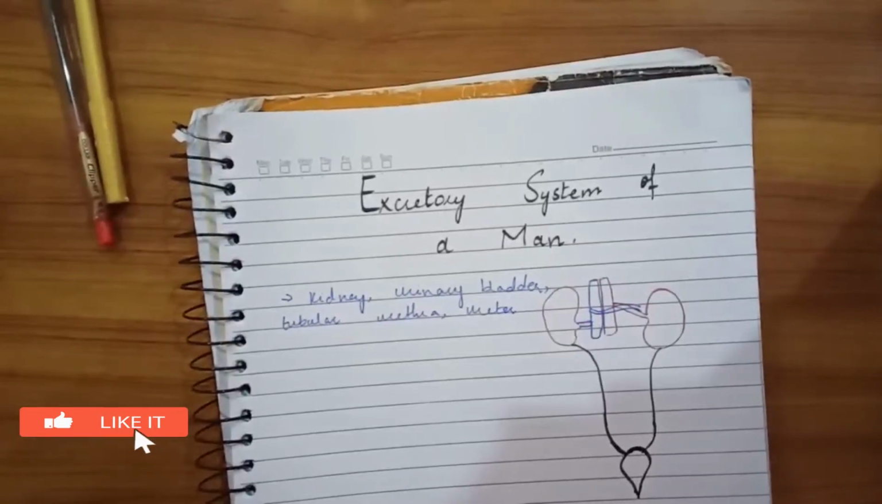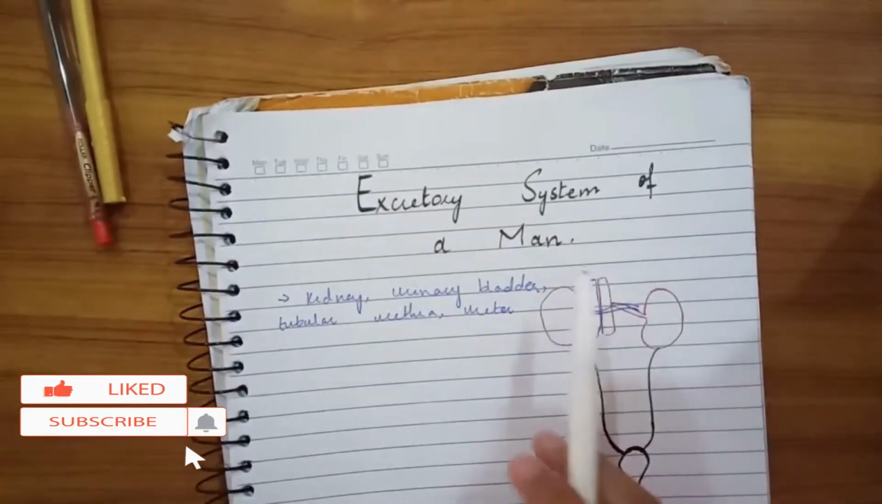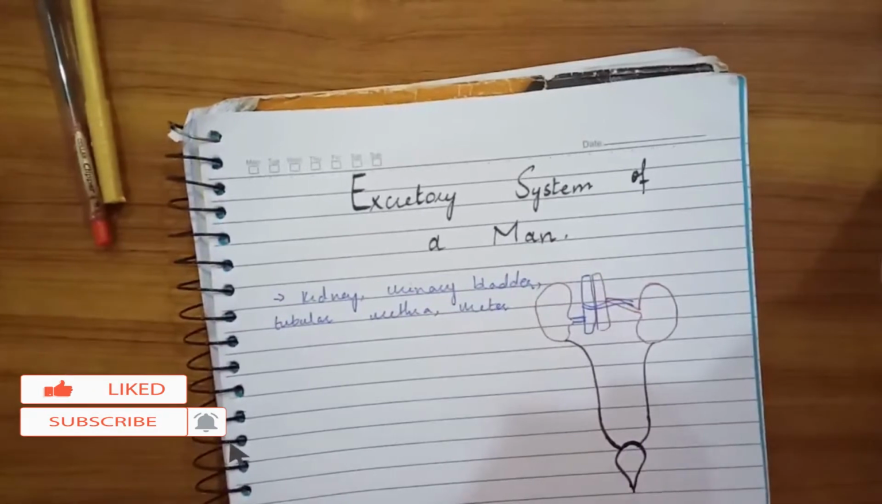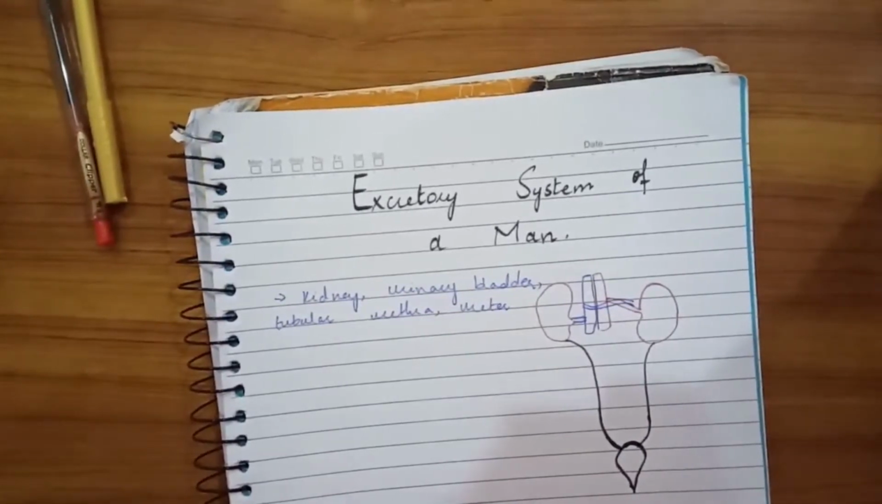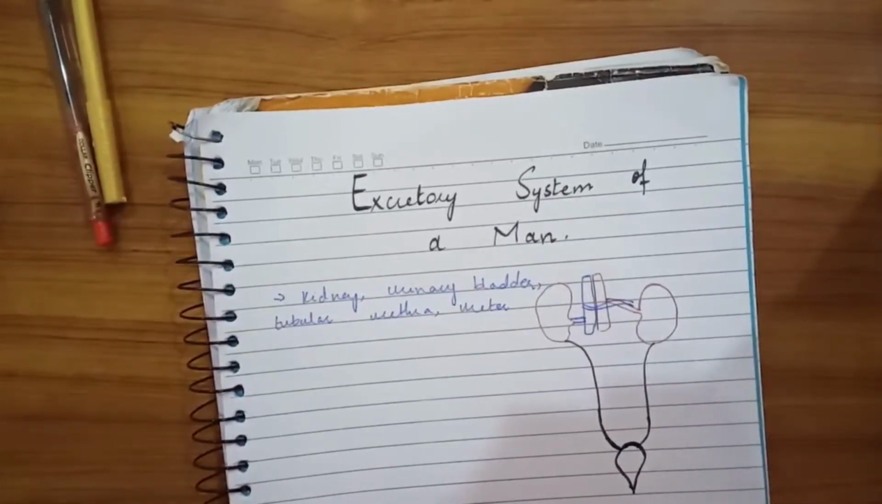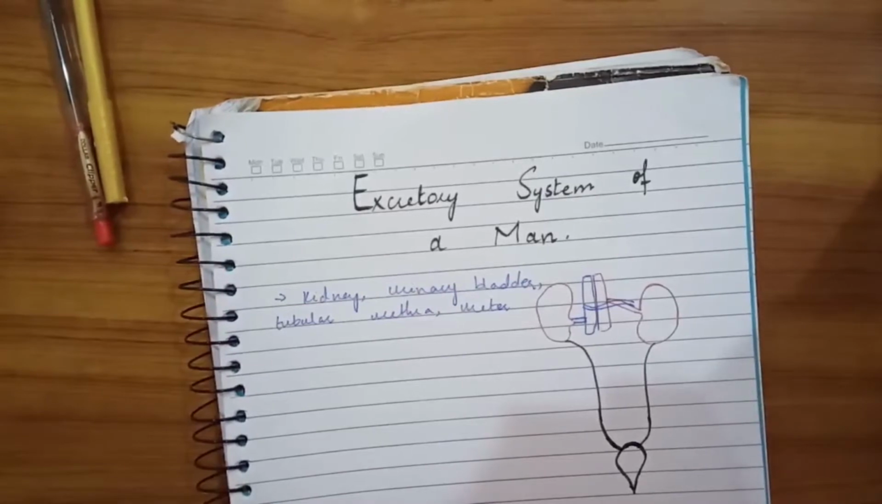Assalamu alaikum. Today we are going to study the excretory system of man. The excretory system, or urinary system, of man consists of four basic organs: kidney, ureter, urinary bladder and a tubular urethra.